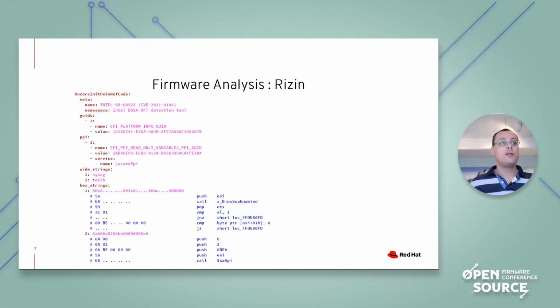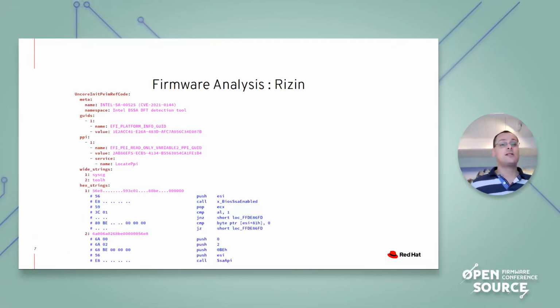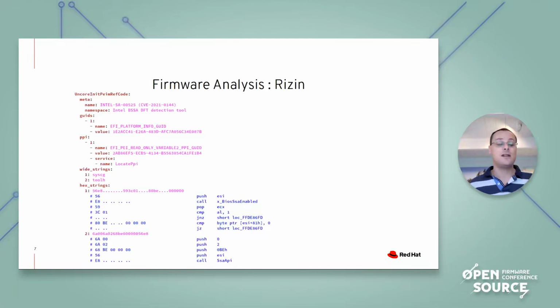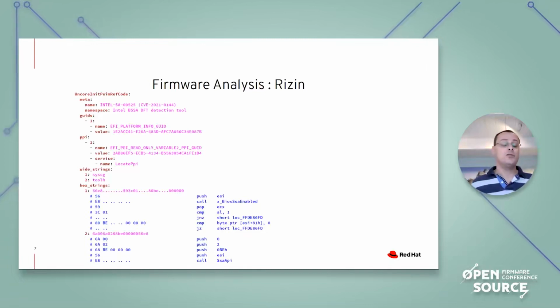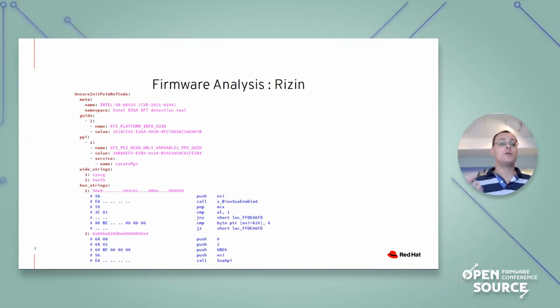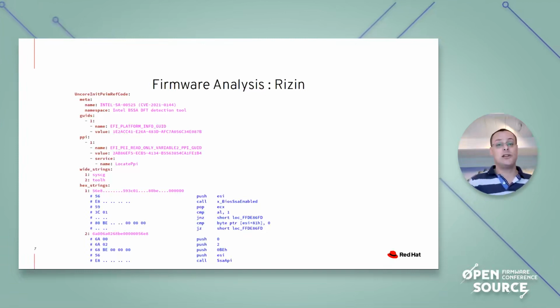But we can also, more interestingly, work with people like CERT when they say, hey, we've got this vulnerability reported against HP. Does it affect any other vendors? And we can scan all the firmware on the LVFS with this new rule and find out which vendors we need to add to the coordinated disclosure list.